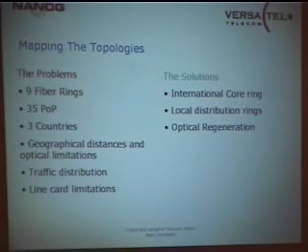So the solution that we came up with was to create an international core ring at OC48 speeds. There was some duplication of fibre paths in this design, which you'll see in a moment, but there was actually a specific reason for doing that. So we decided we'd build an international core ring, and we would overlay onto that local distribution rings per country or per region as we define them. And we had to utilize optical regeneration. So we chose not to go with the SONET solution and ADMs on the longer paths. We decided to go with optical regeneration.